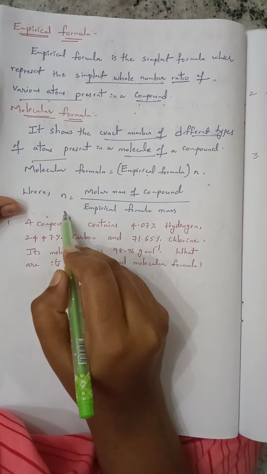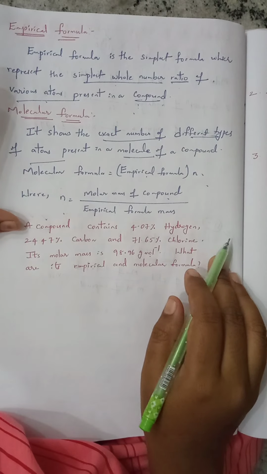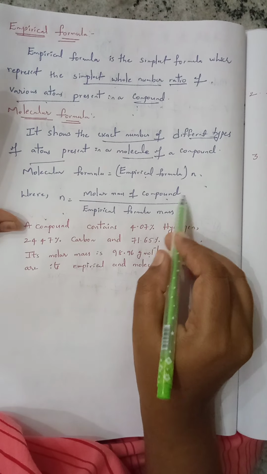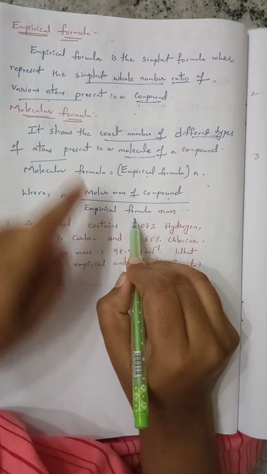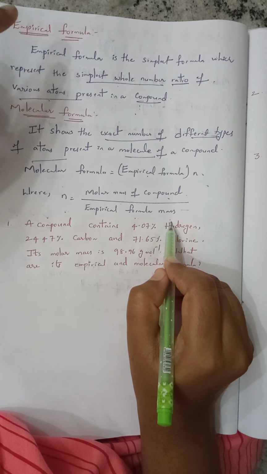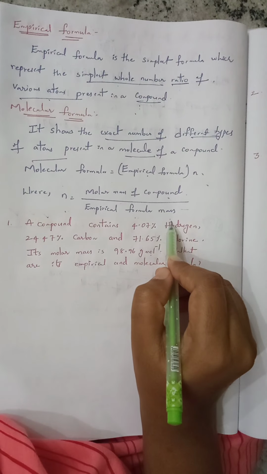First you want to know what n is. n equals molar mass of compound divided by empirical formula mass. Empirical formula is different from empirical formula mass. This is the empirical formula, and from that you want to find out the empirical formula mass.